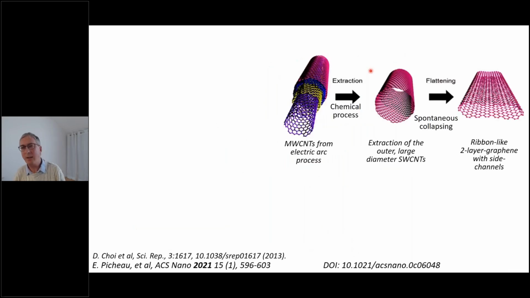And this is another way to make them, and this is some work that we did in collaboration with Bordeaux and with Toulouse. You can take these large multi-wall tubes, which are much, much bigger than single-wall tubes, and you get them from an electric arc, so they're nice and clean. Then you use an extraction process, using surfactants and treating them in such a way that you slide off the exterior tube. It comes off as a single tube, and now it's way bigger than your threshold, and so it spontaneously collapses. This is a way that we can make experimentally flattened carbon nanotubes.